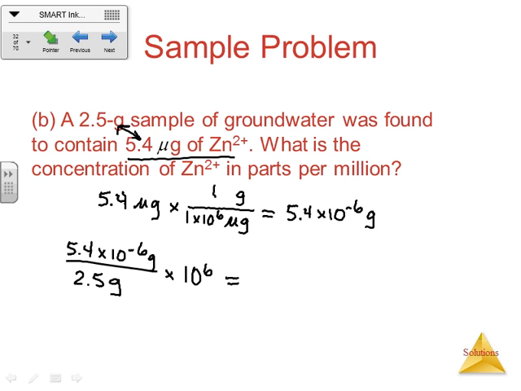And then times... Yep. I punched in my calculator wrong. Good job. 2.16 parts per million.